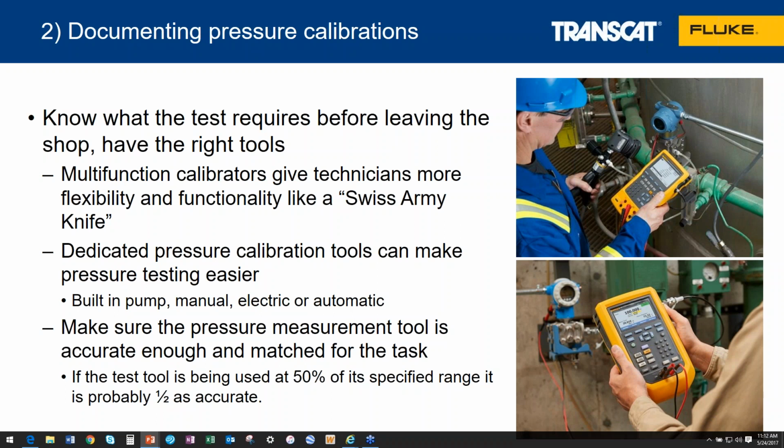And also, it's important to make sure that the pressure measurement tool is accurate enough and matched for the task. A simple rule of thumb: if the test tool is being used at 50% of its specified range, it is probably 1/2 as accurate at that pressure measurement point. So the closer you are to the full scale of the device itself, the more accurate your pressure measurement is going to be.